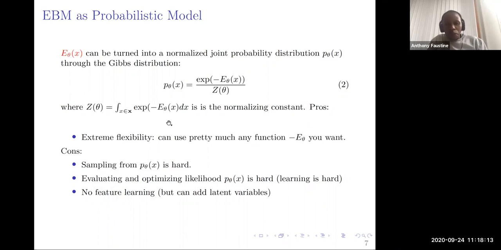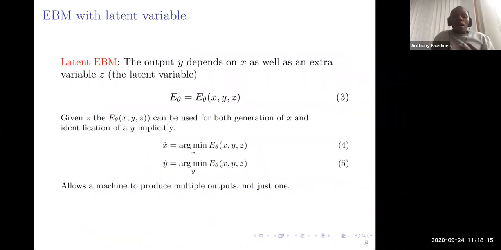So you could also add an extra variable, which we call a latent variable. For example, instead of only Y depending on X, we could have another variable Z, which is called a latent variable. And then we learn the relation between these three variables, X, Y, and the latent variable Z. And this gives more flexibility for using the energy-based model for different and complex applications.